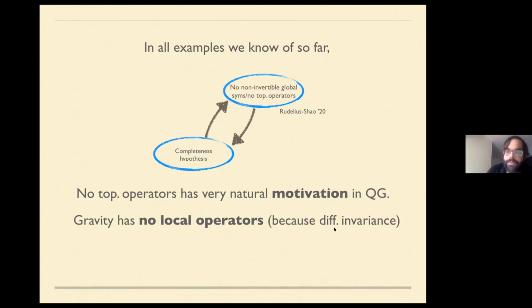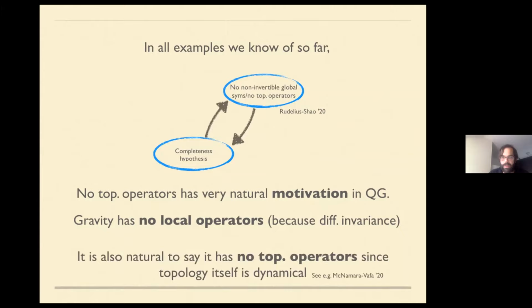But there is very ample evidence right now, as Shuheng was hinting at the start of the talk, I think. It's also very natural to say that there are no topological operators in quantum gravity because topology itself is dynamic. Because in full quantum gravity, the topology itself fluctuates, right? So if the topology is fluctuating, then it's not very clear how to even define a topological operator in the first place. And we have plenty of evidence for this, right? Coming from some of our silos in Euclidean quantum gravity, AdS/CFT, entanglement and black holes. So it's a very natural motivation for this term.